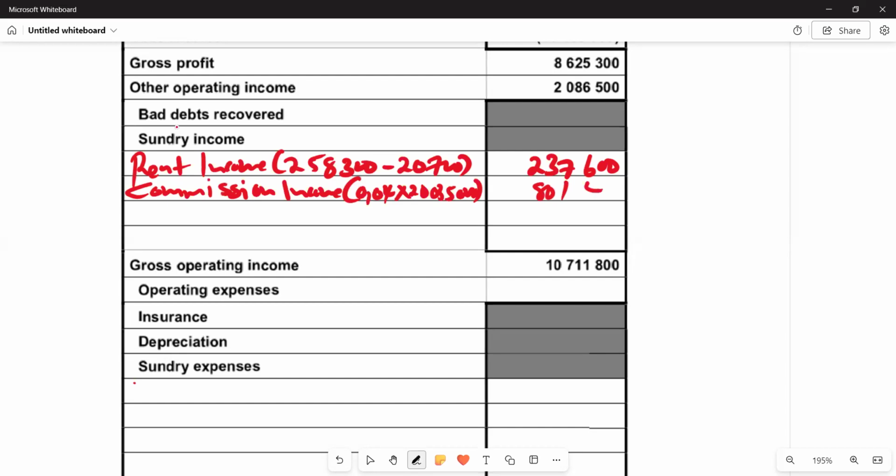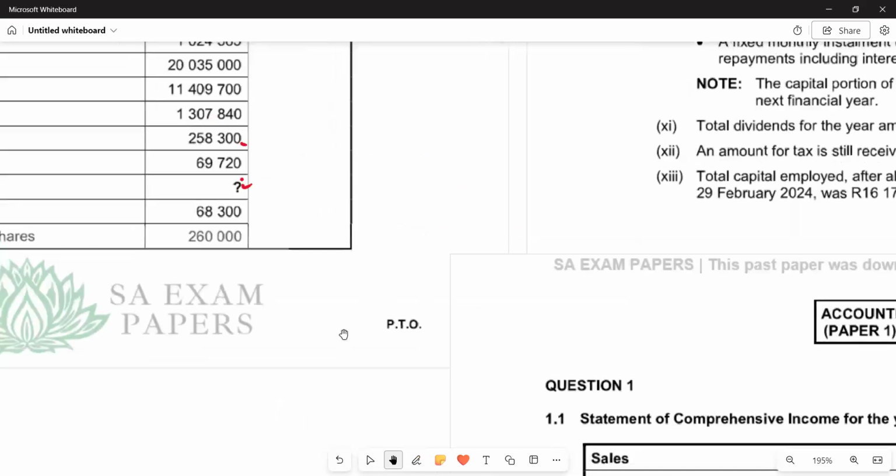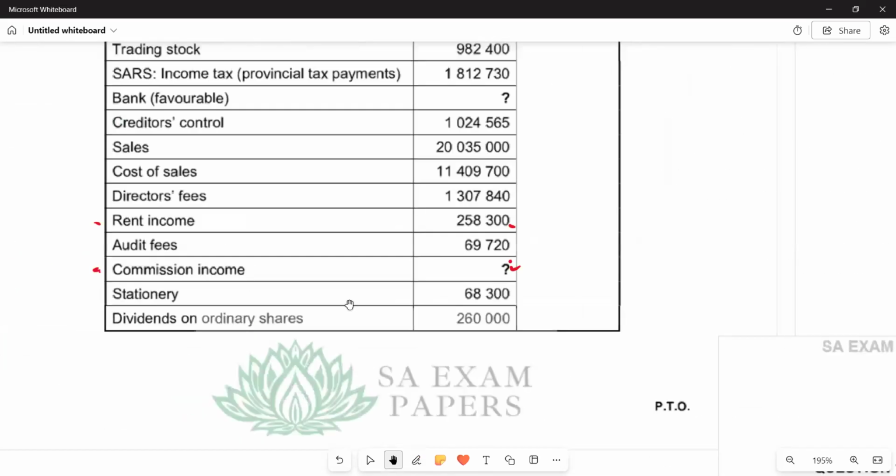801,400. So this is what we have. So having done that, we now try to see if you have got any income in the list of balances that we are given. So you go down, you see that we don't have any other income that we are seeing there.